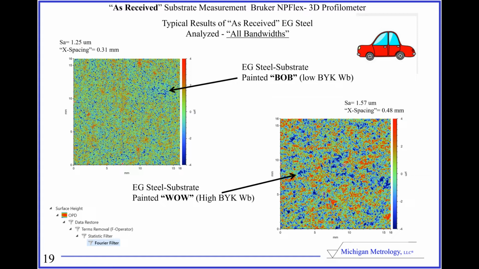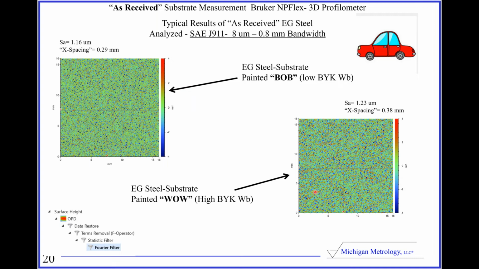But here's what was actually being measured for all those years. When a supplier would measure that surface with a 0.8 millimeter cutoff, again, this is the real surface. This is what they thought they were painting, basically. So this is after you apply a 0.8 millimeter bandwidth. So wavelengths greater than 0.8 millimeter are removed. Wavelengths less than 8 microns, turns out, are removed. They start to look very similar, their surface textures.